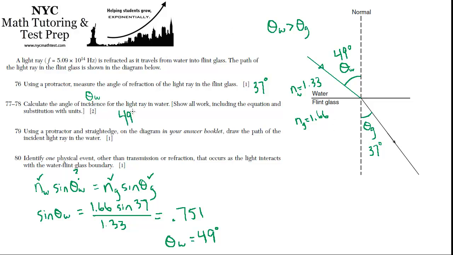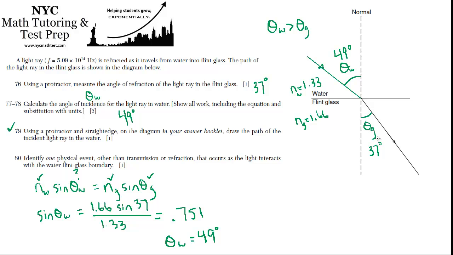49 degrees. And now, using a protractor and a straight edge on the diagram, draw the path of the incident light ray in the water. We did it first because we wanted to get that gut feeling of whether it was going to bend toward the normal or away. So we already drew our line. Hopefully it's okay. And identify one physical event other than transmission or refraction.